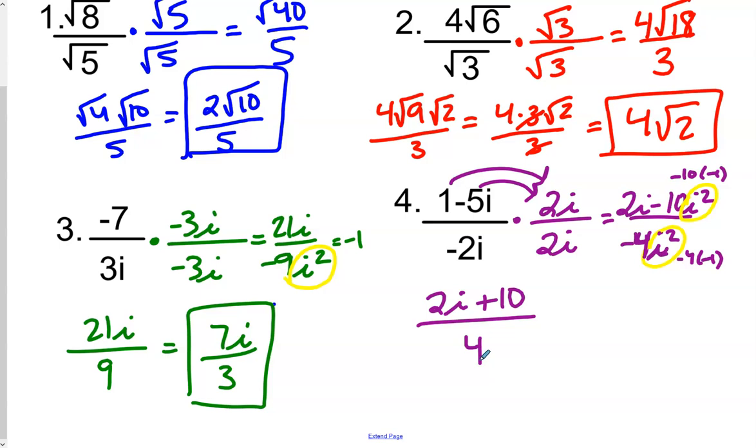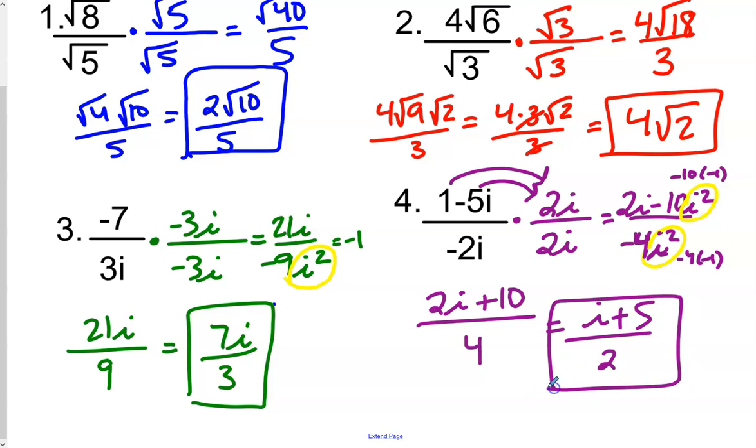I have freed my denominator of the i, but now I need to simplify. So all my coefficients here can all be divided by 2. When I divide them all by 2, we get i plus 5 over 2. And that is it.